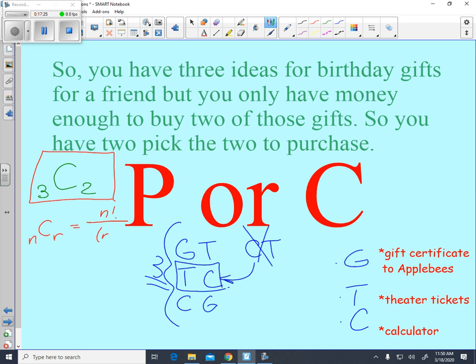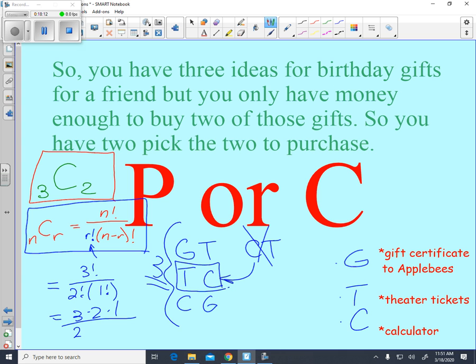Remember the old n factorial over n minus r factorial? That was the formula for permutations. Well, the combination formula has an extra r factorial multiplied as a factor down here in the denominator. So 3 combination 2 would look like this: 3 factorial over 2 factorial times n minus r, which is 3 minus 2, which is just 1. So this would be 1 factorial in there. So it would be 3 times 2 times 1 over 2 factorial, which is 2 times 1, times 1 factorial, which is just 1. And in this case, it would be 6 over 2, which is 3.